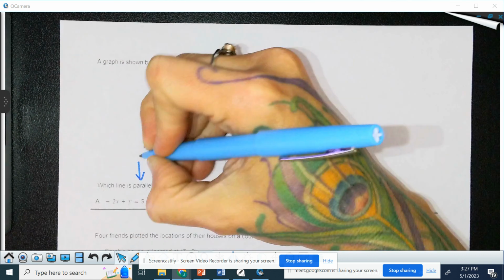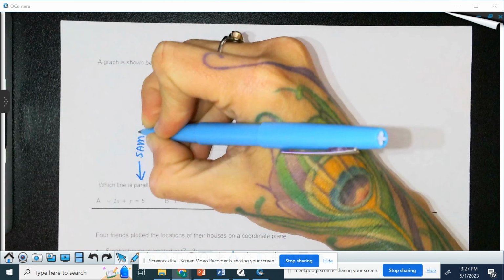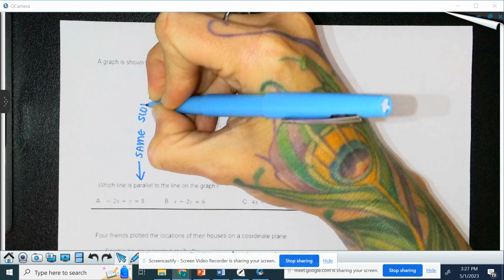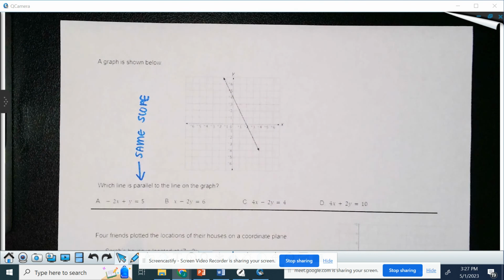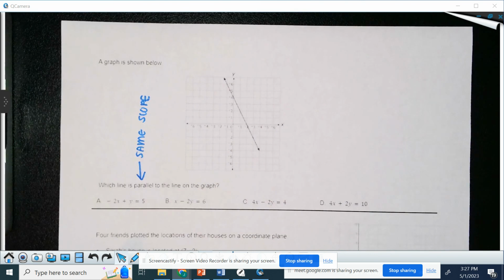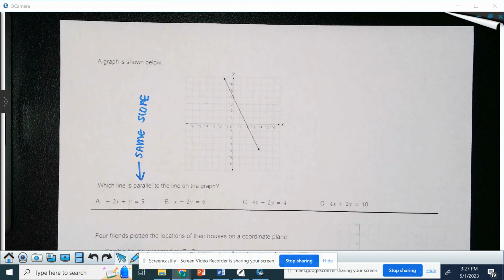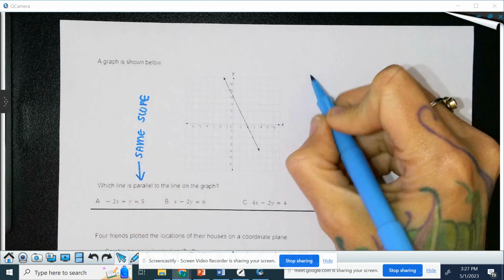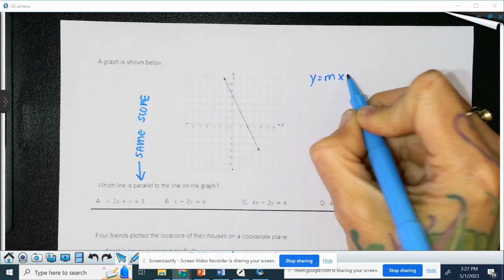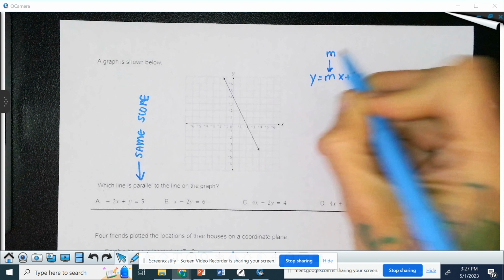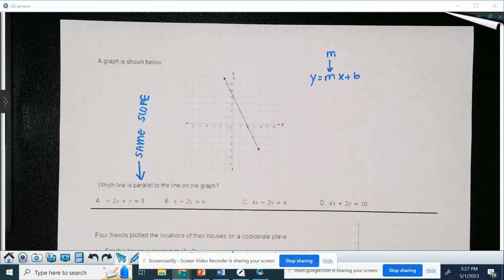Same slope. What's a different word? What's another word for slope? Just for the sake of vocabulary review. Ooh, close, but not quite. Yep, okay. So we got the y equals mx plus b. And so we're going to say m is also slope. But how about vocabulary they would use like in a word problem or in a question? Like another word for slope.